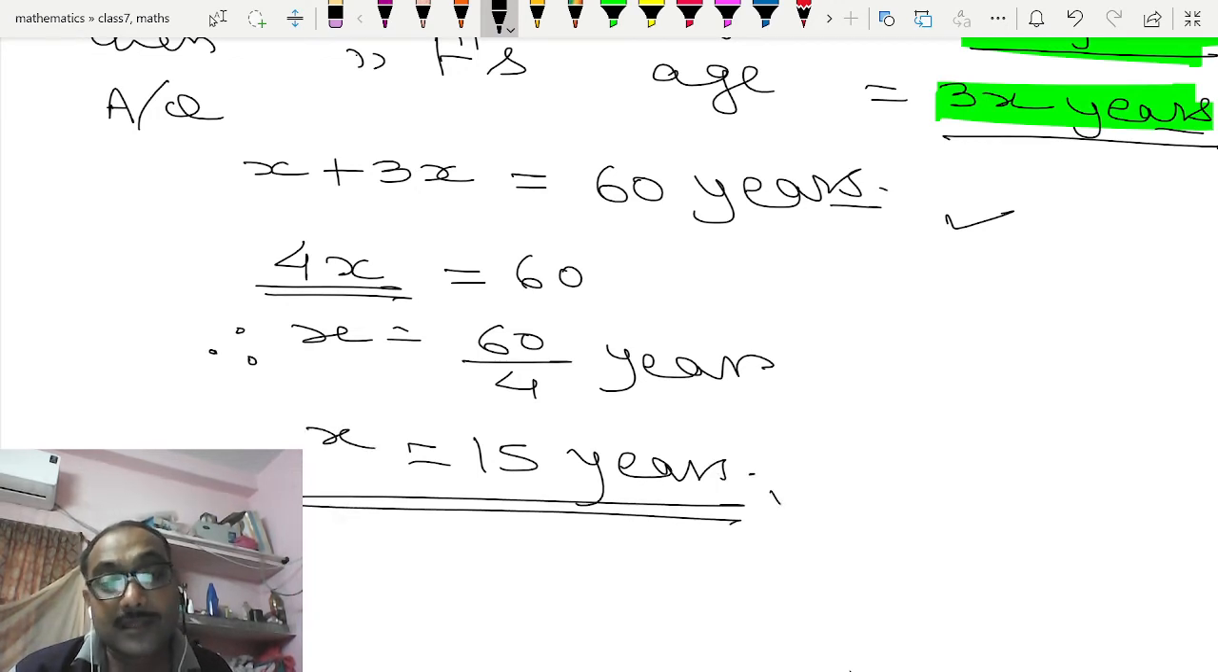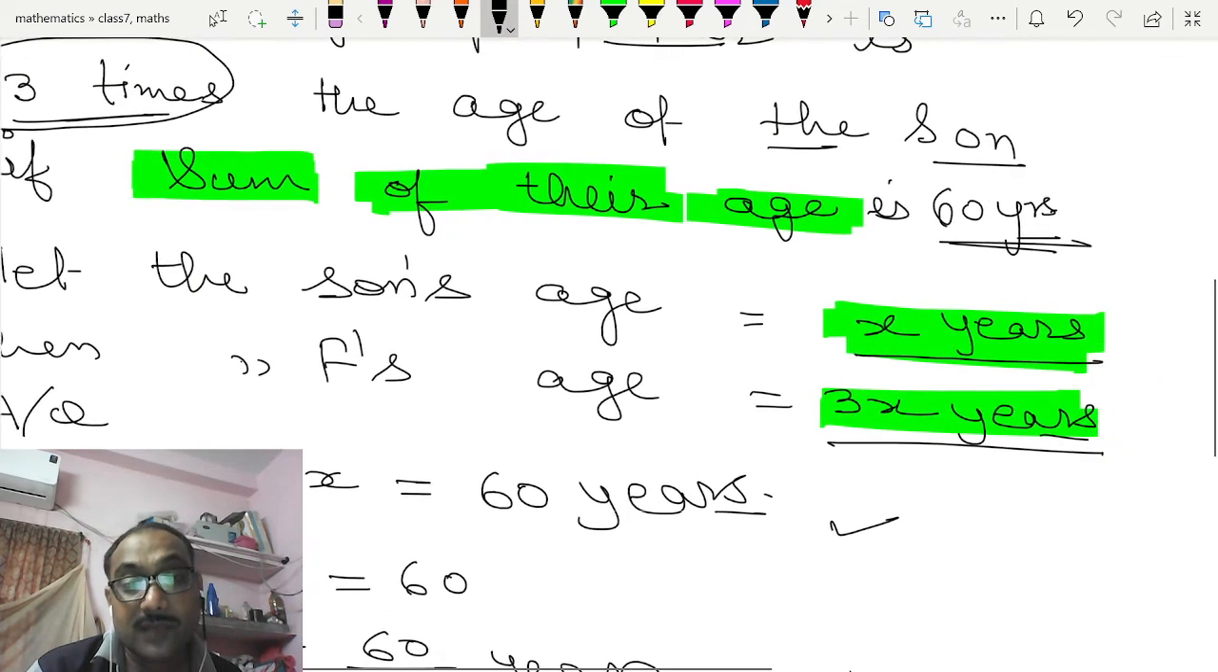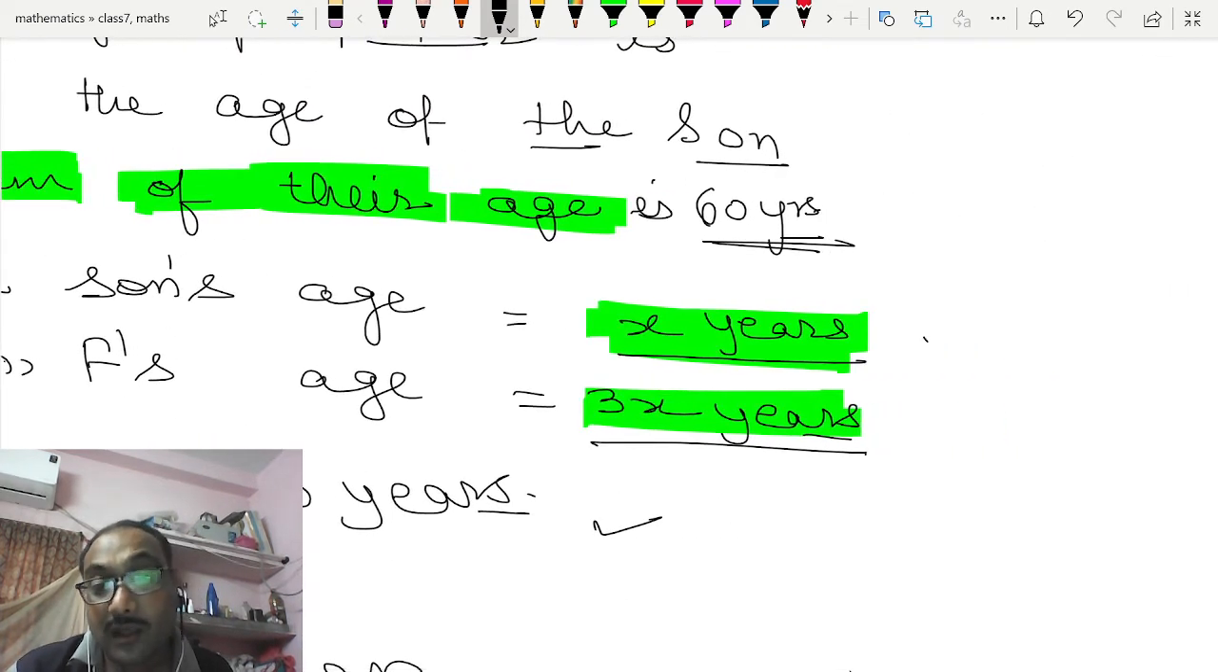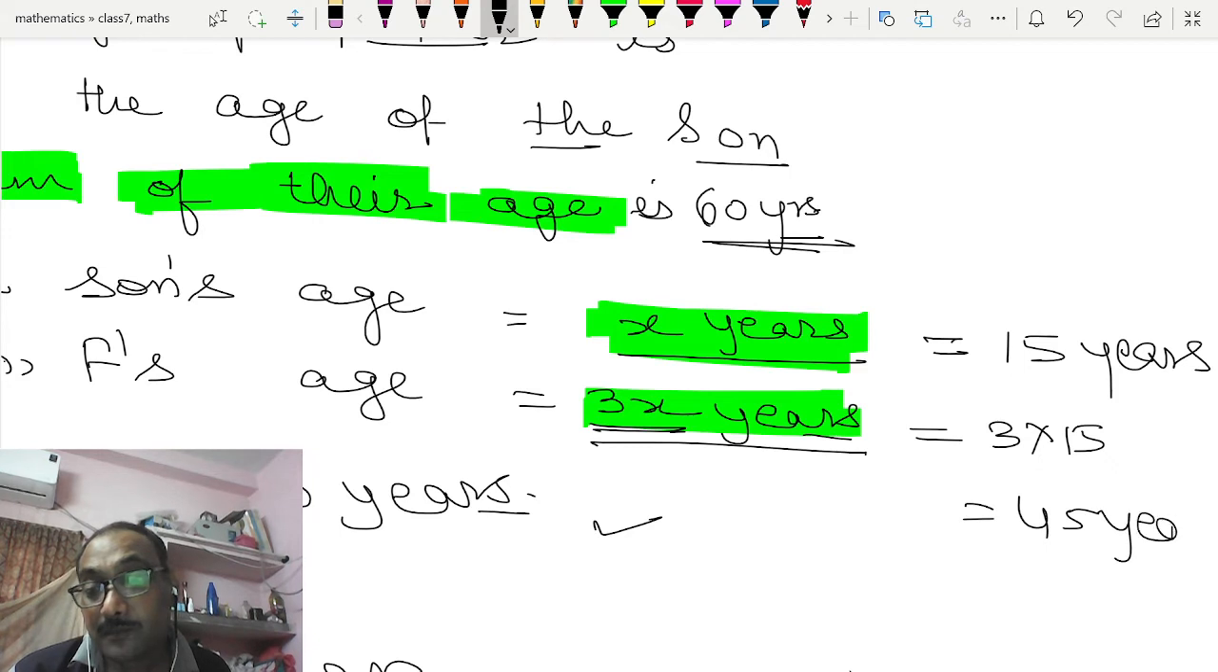Okay, now x is 15 years. Tell me, whose age is x? We have considered the age of the son, it is 15 years. And what is the age of his father? 3 times. When you multiply 3 into x, means 3 into 15, it will be 45 years.